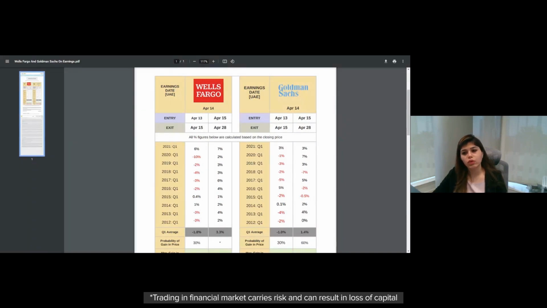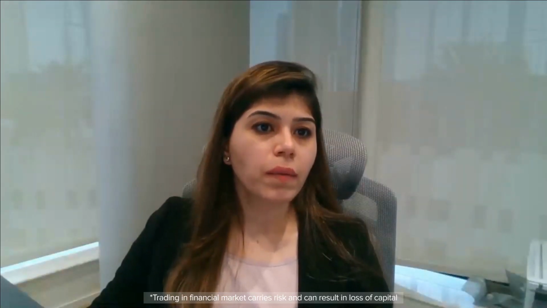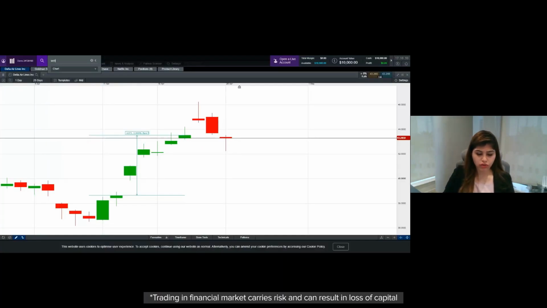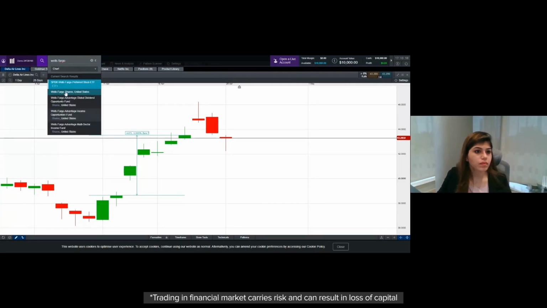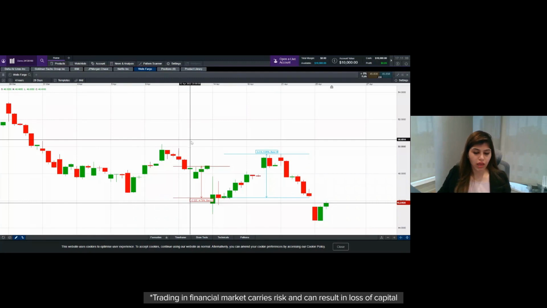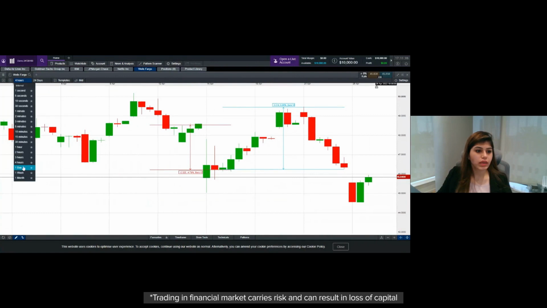And likewise for Goldman Sachs, initially it is expected to fall and then expected to rally. So quickly, let us take a look at the demo account and see if the stock actually performed according to the expectations. So coming to Wells Fargo, I'll just search for it. Yes. Now, this is Wells Fargo. Make it on a daily basis.